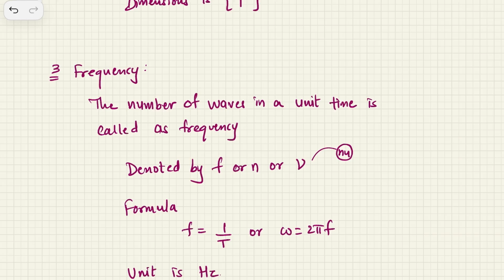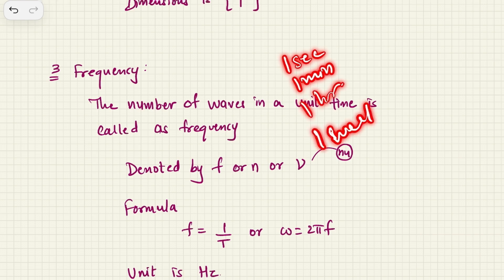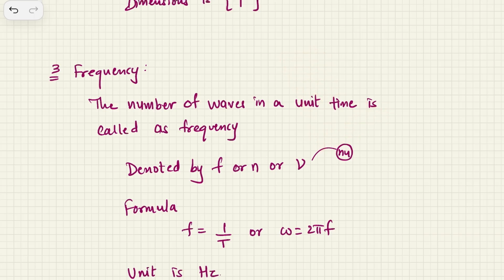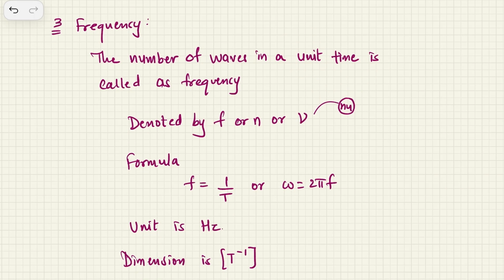So the number of waves in a unit time means it could be 1 second, 1 minute, 1 hour, one week, or whatever it is, but it should be one unit. That's what is called frequency.